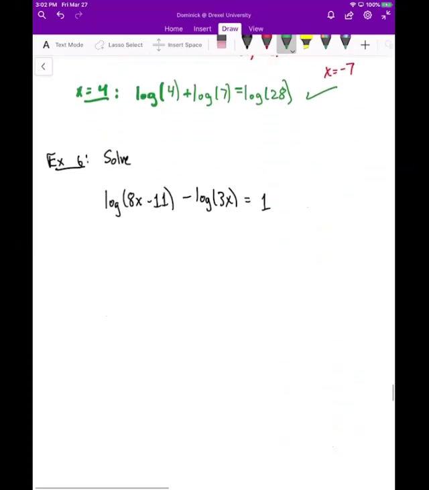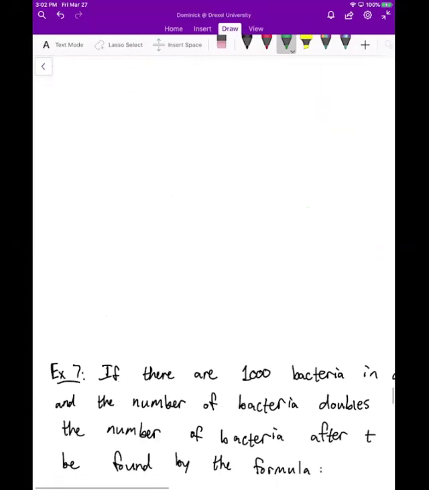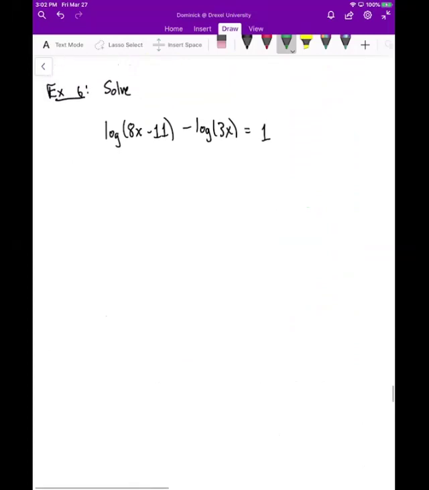Okay, let's look at one more example, and I believe the next example is a word problem. Okay, so again, we want to combine our two logarithms in this case. Now, in this one, when we combine them, we'll have division this time. And the right side is still just 1.